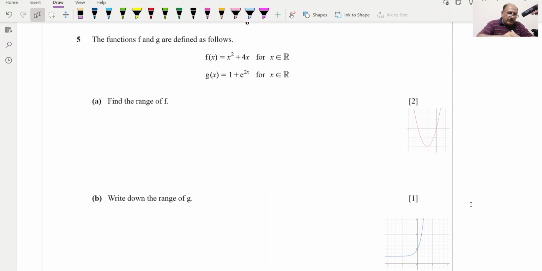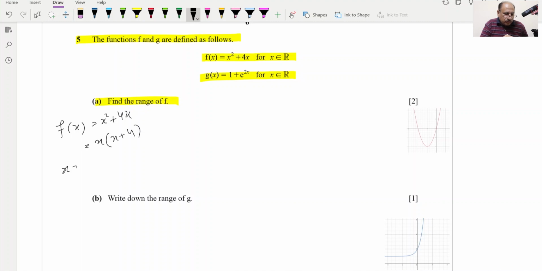Now question number 5. Question number 5 says the functions f and g are defined as follows. f of x is equal to this one and g of x is equal to this. Find the range of f. For the range of f, we know f of x is equal to x squared plus 4x, and we can check the x-intercepts. We can take x common, so x times x plus 4, so x is equal to 0 and x is equal to minus 4.